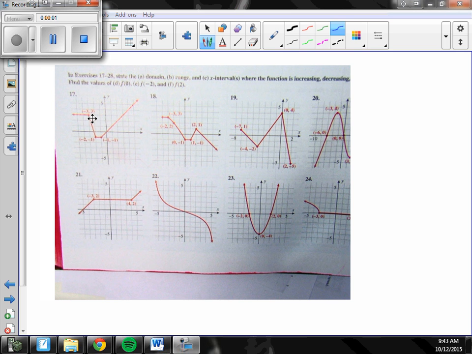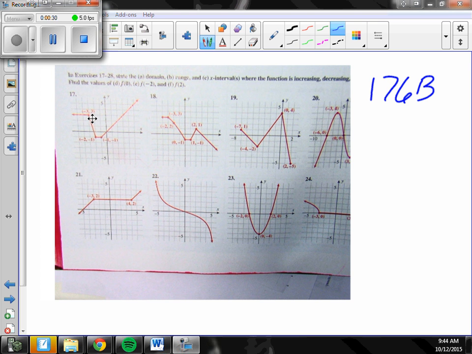So today's assignment is 176B. The instructions say: A, state the domain; B, state the range; C, the x intervals where the function is increasing, decreasing, or constant; and find the values of f of 0, f of -2, and f of 2. So hopefully this is just review.